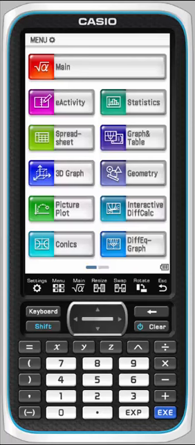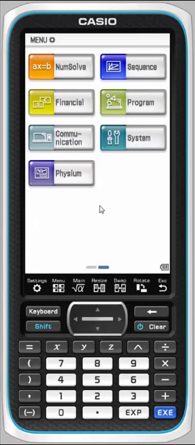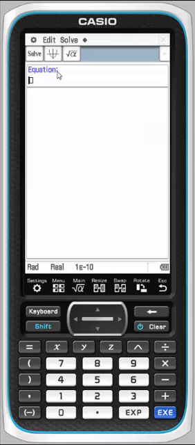In this session we will be taking a closer look at the NumSolve or Numeric Solver application. If you're at the main icon menu on your ClassPad, if you tap and drag to the next screen, you should see NumSolve available with the orange icon reading AX equals B. Tapping on that brings us into the Numeric Solver.